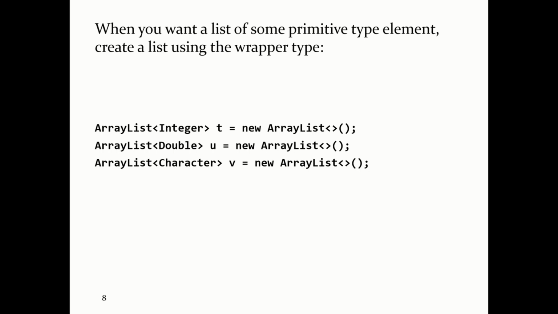Okay, so if you want to make a list of int, for example, you don't. You make an ArrayList of Integer. If you want a list of double, little d double, then you don't. You make a list of big D Double. And if you want a list of char, you instead make an ArrayList of Character. So you just use the corresponding wrapper type, and everything happens seamlessly.